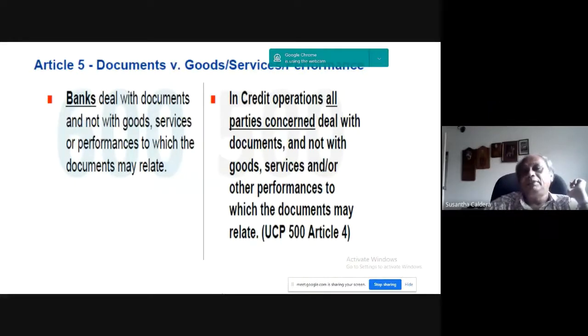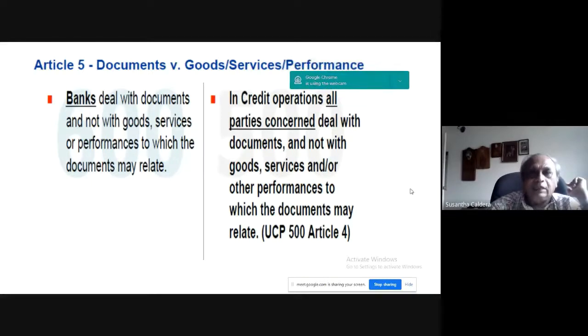Article 5. Documents versus goods, services, and performance. Banks deal with documents and not with goods, services, or performance to which the documents may relate.